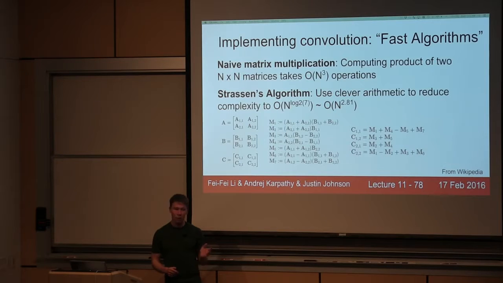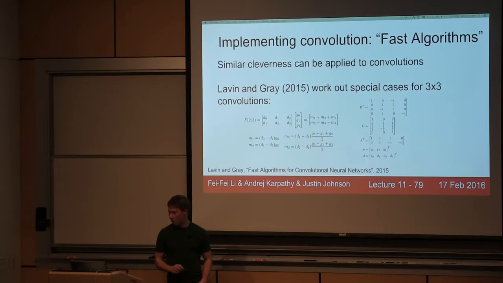And from im2col, we know that we can implement convolution as matrix multiplication. So intuitively, you might expect that similar tricks might be applicable to convolution. And it turns out they are. There's this really cool paper that just came out over the summer where two guys worked out very explicitly some special cases for 3x3 convolutions. Obviously I'm not going to go into details here, but it's a similar flavor to Strassen's algorithm, where you compute very clever intermediates and then recombine them to save a lot on the computation.